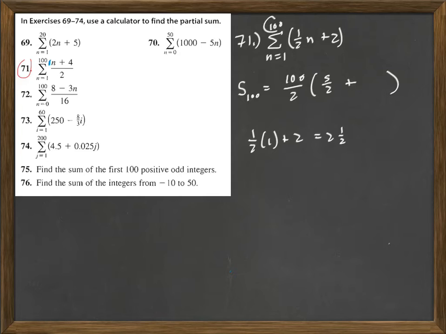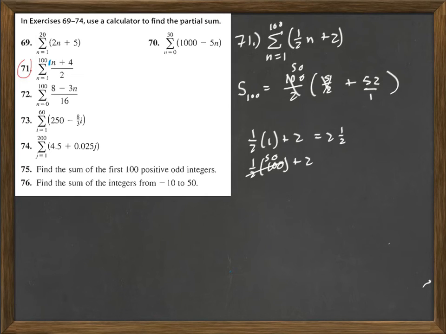And then we have to plug in our last term, the last number in this sigma operator here. So we have 1/2 times 100 plus the 2. Now 1/2 times 100 is 50, plus 2 is 52. We'll make that over 1 just so they're all fractions. Now this one simplifies to 50.